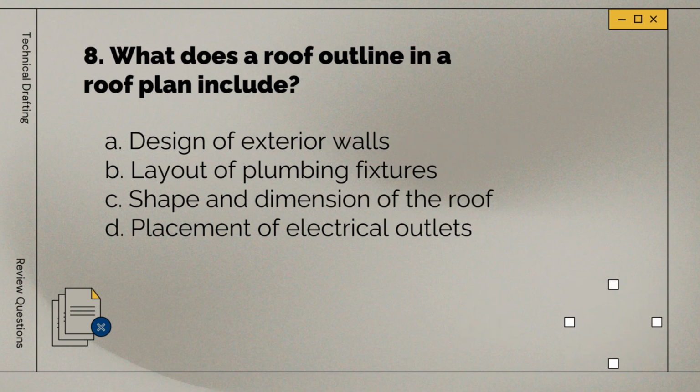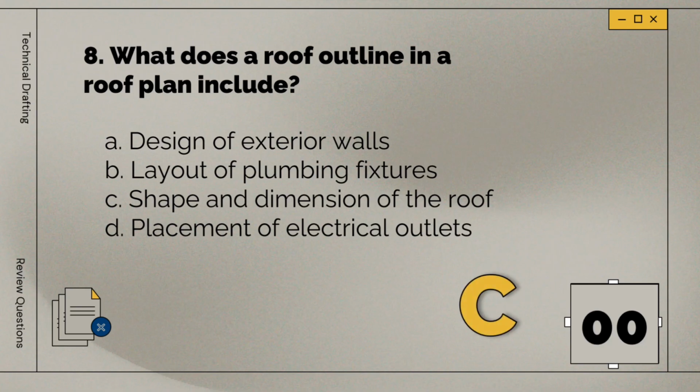Number 8. What does a roof outline in a roof plan include? The correct answer is letter C. It includes the shape and dimension of the roof.